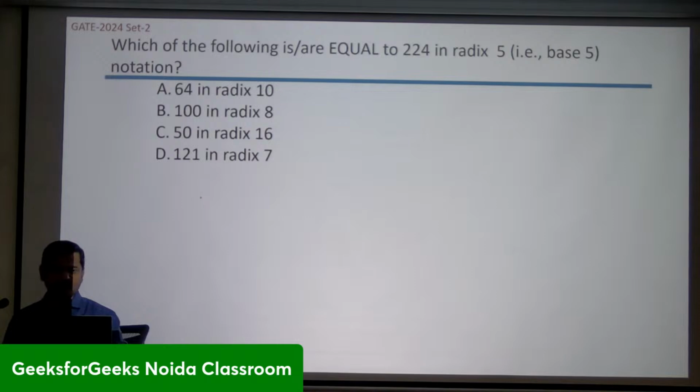All right. So let me take the first question from the GATE exam, GATE 2024, CSE 2024, set 2 question. Which of the following is equal to 2 to 4 in radix 5? So the radix or the base is 5 over here. The numeric value is 2 to 4. You just have to convert this value into the given options.